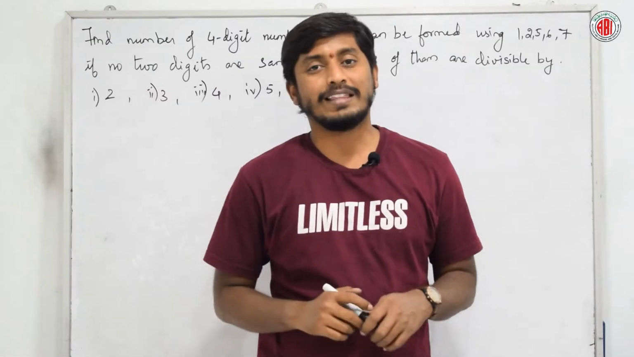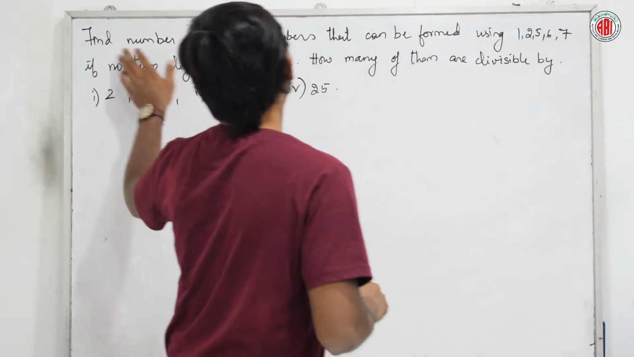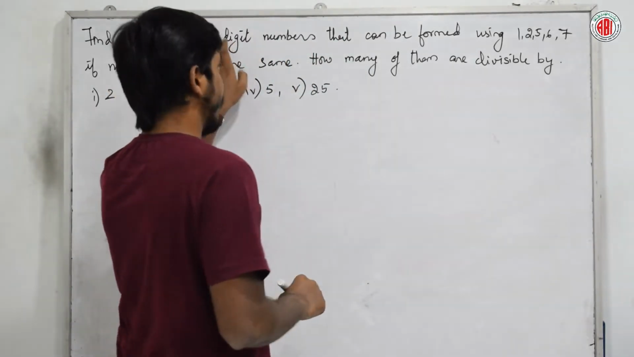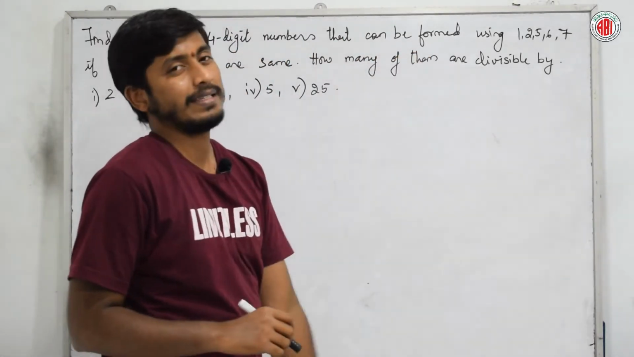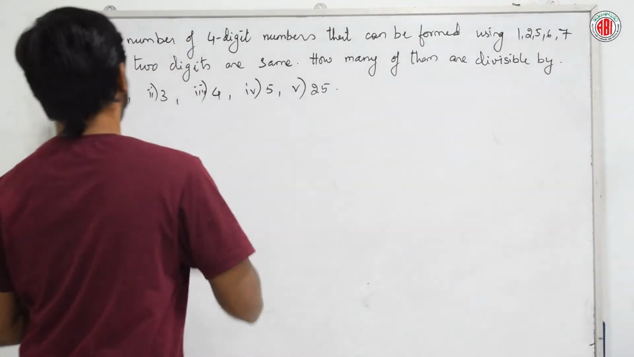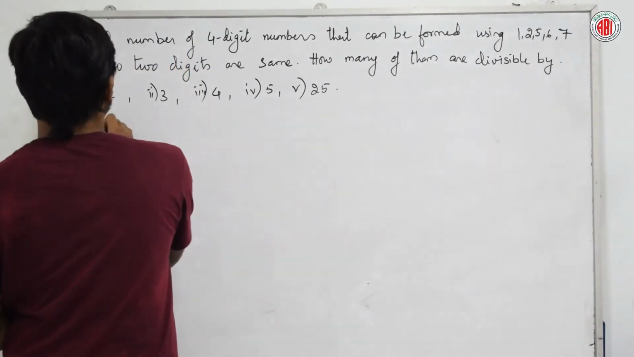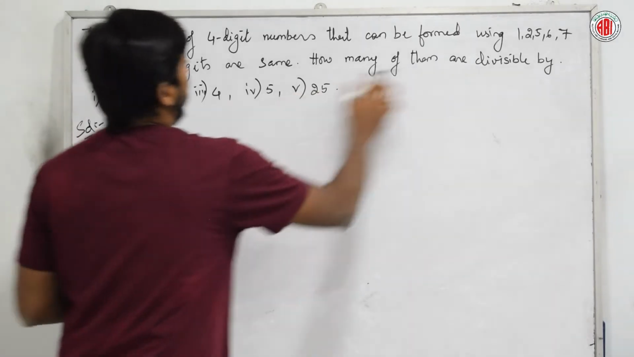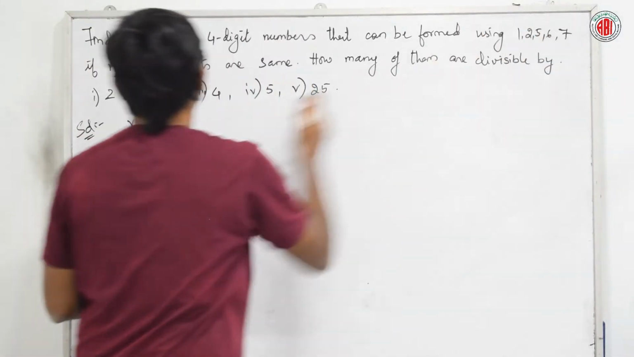Let's do it. Look at the next question: find the number of 4-digit numbers that can be formed using 1, 2, 5, 6, 7. Just tell me the answer first. What is n? I have 5 digits here: 1, 2, 3, 4, 5.